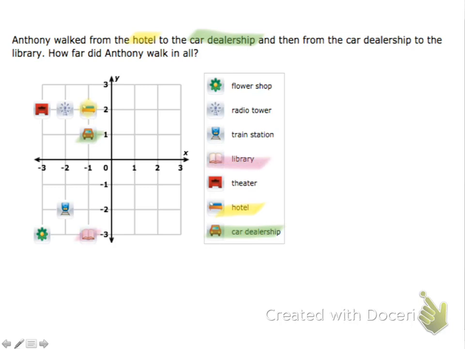The library is down here. So let's count. He started at the hotel and he went to the car dealership. That's 1. And then the car dealership to the library, 2, 3, 4, 5. So Anthony walked 5 units in total.